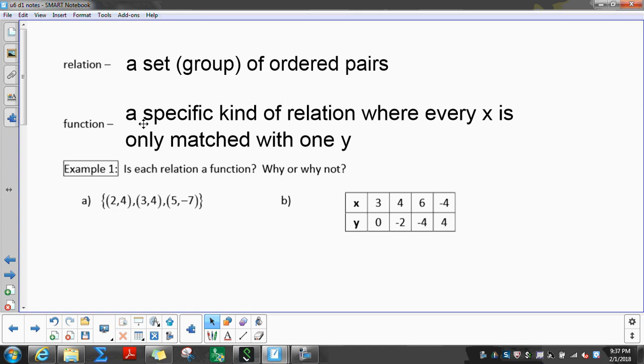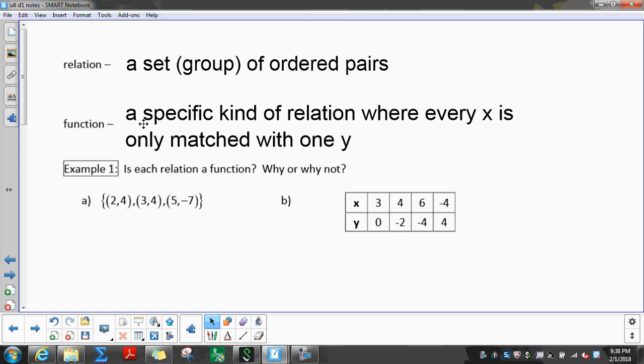So we don't have x going to 3 and then going to a 4, the same number going to two different y's. Each x is only matched with one y. A really nice way to remember it is think of it like a party. Your y's are parties that you can go to, and x's are people that can go to those parties. Lots of different x's, people, can go to the same one party, but one x, one person, can't go to two different y's. They can't go to two different parties.